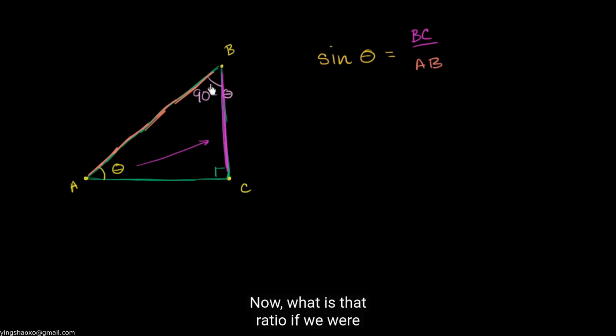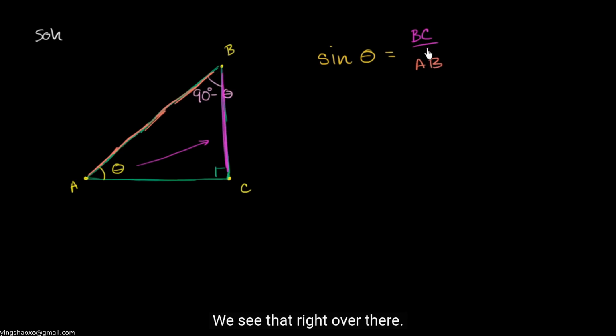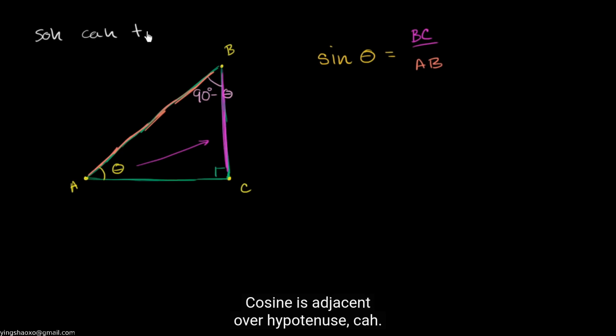Now, what is that ratio if we were to look at this angle right over here? Well, for angle B, BC is the adjacent side, and AB is the hypotenuse. From angle B's perspective, this is the adjacent over the hypotenuse. Now, what trig ratio is adjacent over hypotenuse? Well, that's cosine. So, SOH CAH TOA. Let me write that down. Sine is opposite over hypotenuse. We see that right over there. Cosine is adjacent over hypotenuse. And tangent is opposite over adjacent.